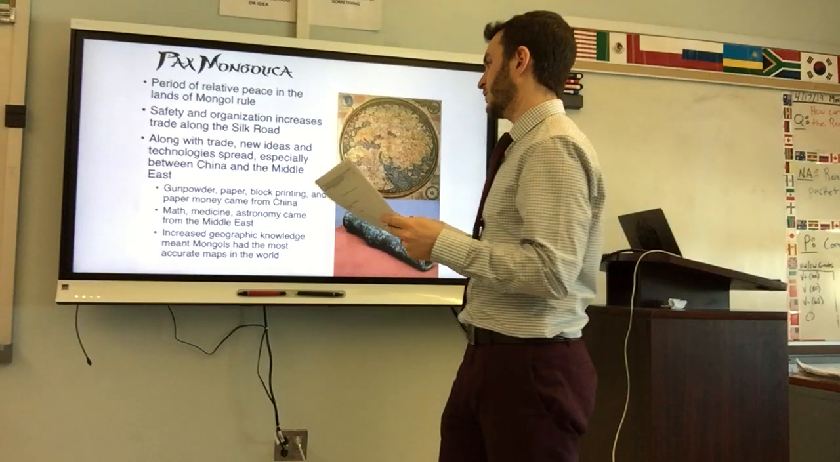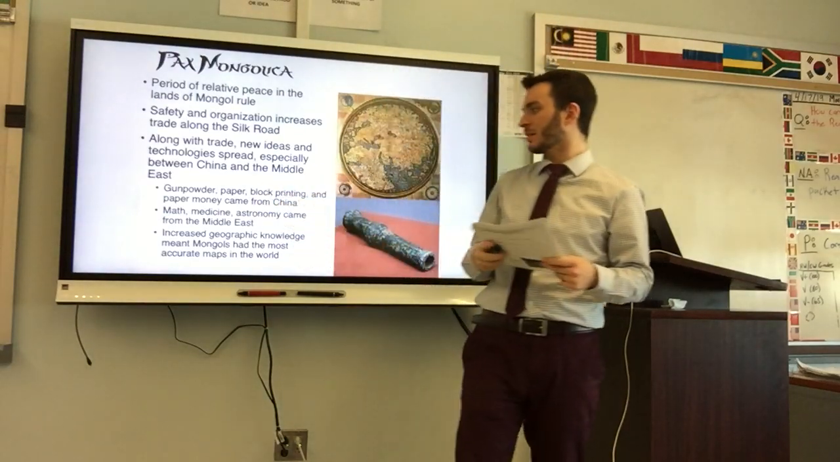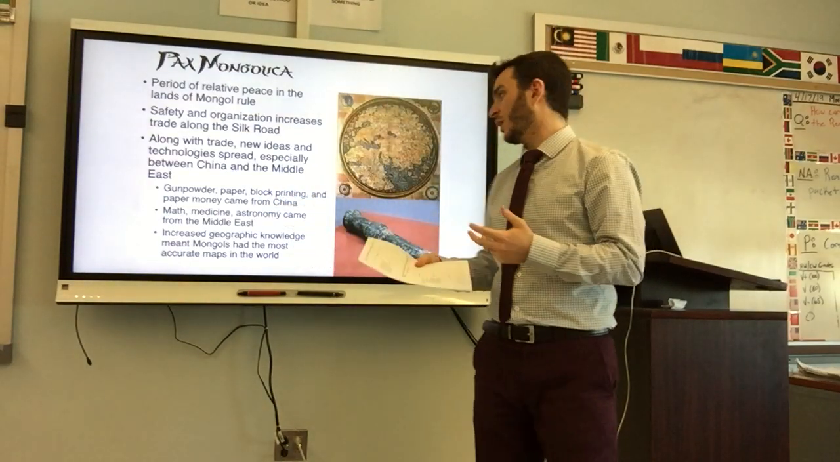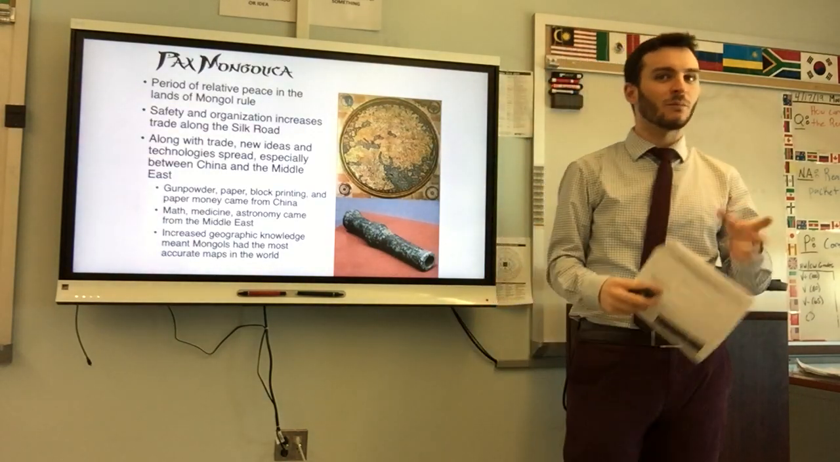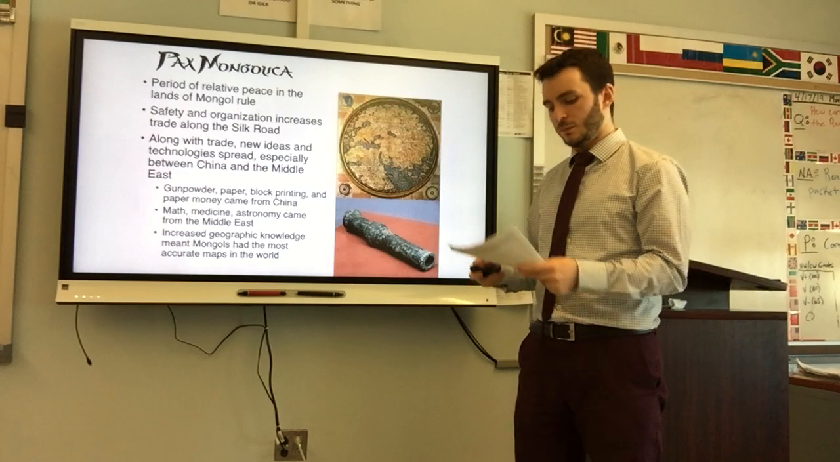So the Mongols, that's a huge one, right? Math, medicine, astronomy from the Middle East, geographic knowledge, gave them the most accurate maps in the world at the time. Of course, they didn't have the Americas yet, but other than that, pretty good.